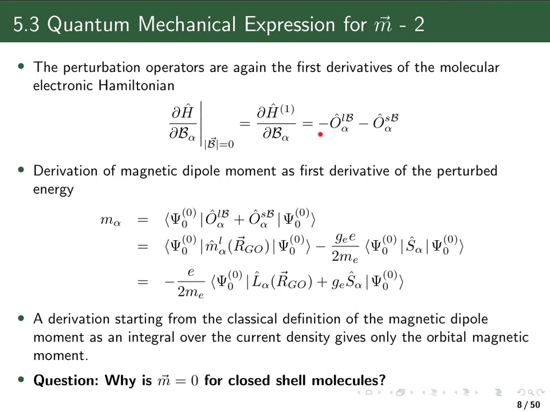Now that's minus the two perturbation operators, and since there was a minus sign in front of that derivative, a component of the magnetic dipole moment is then just the expectation value of these two perturbation operators. And now inserting the expression for them, in the first case, we have the expectation value of the orbital magnetic dipole moment operator here, and here we have the expectation value of the total electronic spin operator with some constant in front of it.